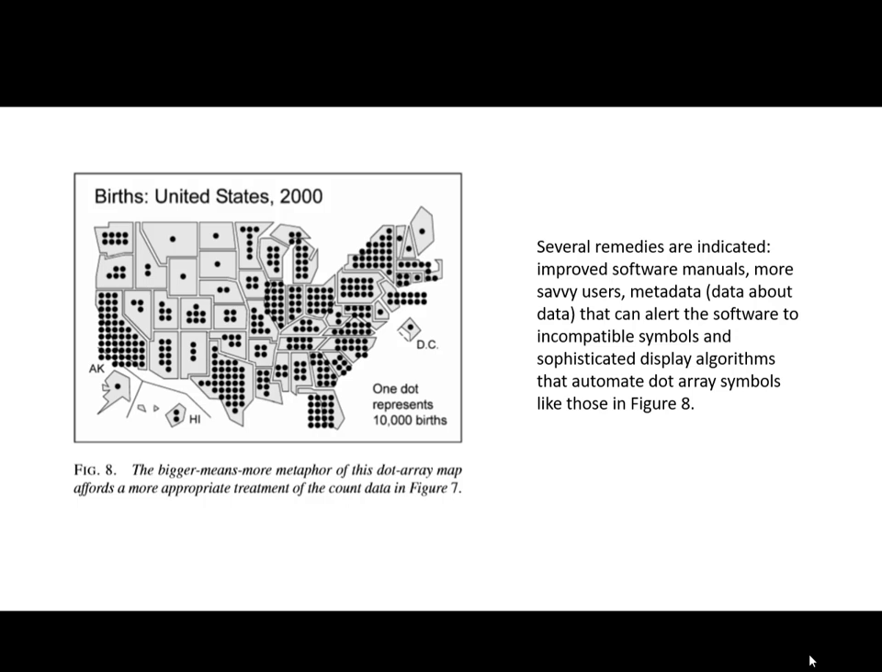Several remedies to the problems encountered in the previous maps is to use this kind of chart. This bigger-means-more metaphor of this dot array map affords a more appropriate treatment of the count data in figure 7, where one dot represents 10,000 births.